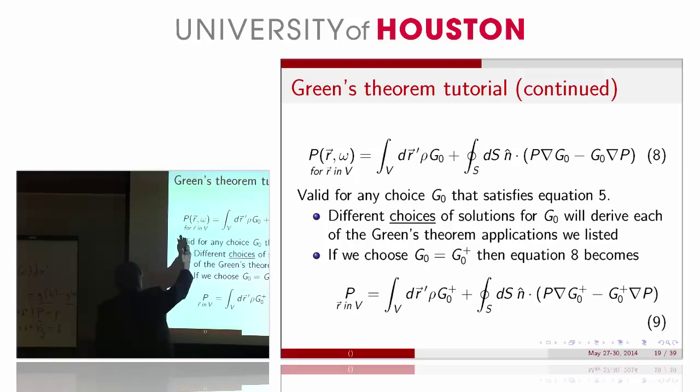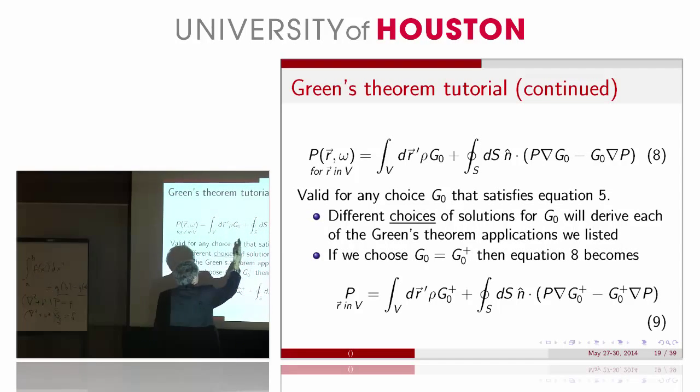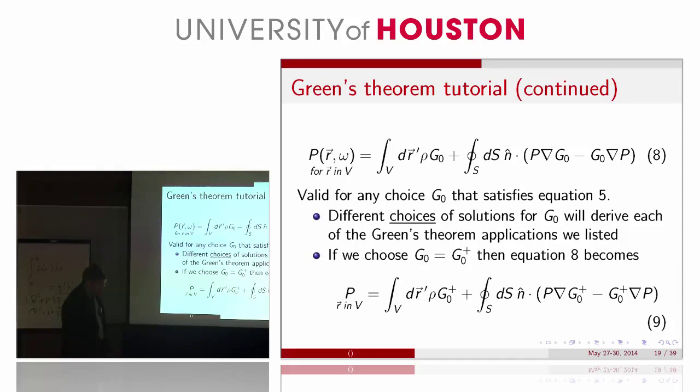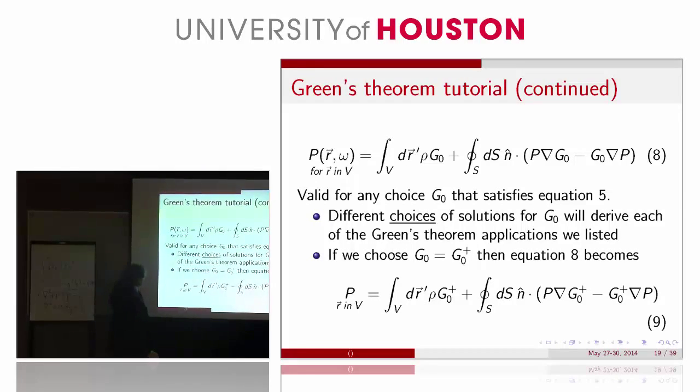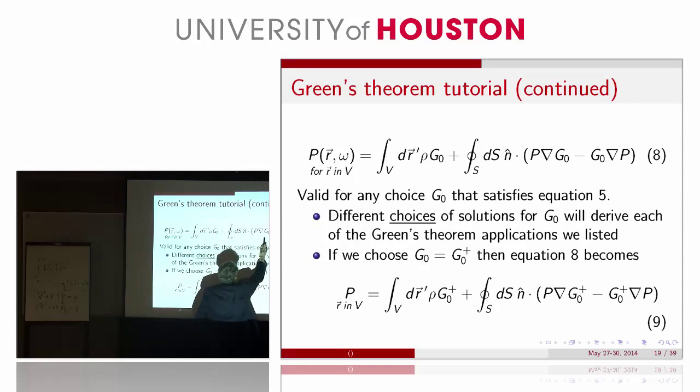If R is in the volume, you get this. If R is out of the volume, you get 0. So this plus this is 0 for R outside the volume, and for R in the volume gives you the field. This is discontinuous. The right-hand side is the field in the volume, and the instant you're outside it is 0. What causes the discontinuity? This. This is discontinuous. The gradient.